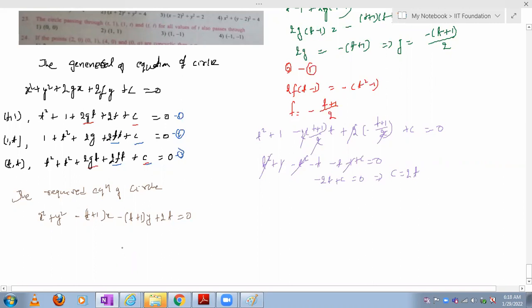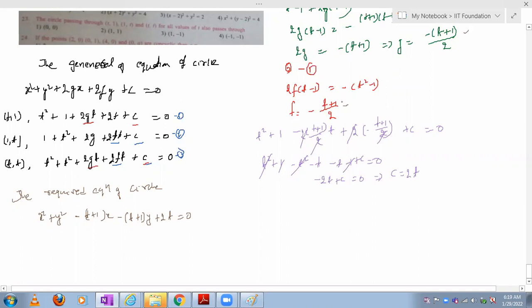Got it? Minus t plus 1 into x minus t plus 1 into y plus 2t. In both the cases, t plus 1 by 2, t plus 1 by 2. G and F are same.